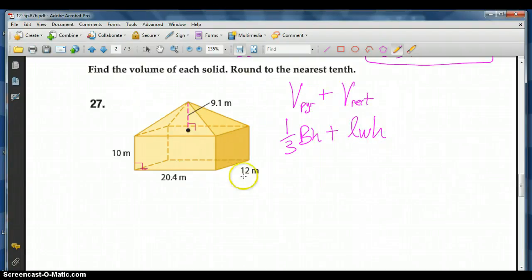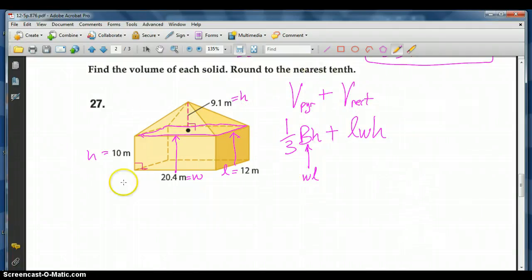So we have our length, our width, and our height. And for our base of the pyramid, notice that the base of our pyramid is a rectangle, and it's going to share the same dimensions that we have down here. So our width and our length will give us the area of our base there. And then this is the height of the pyramid.